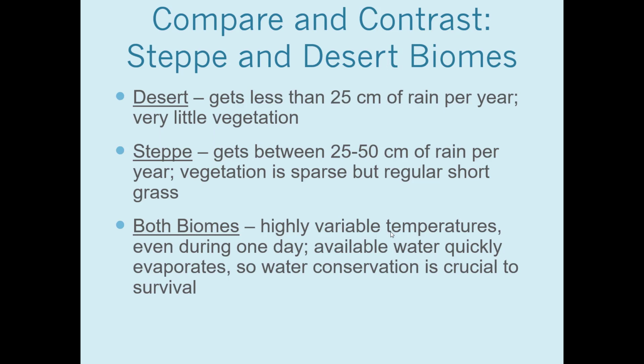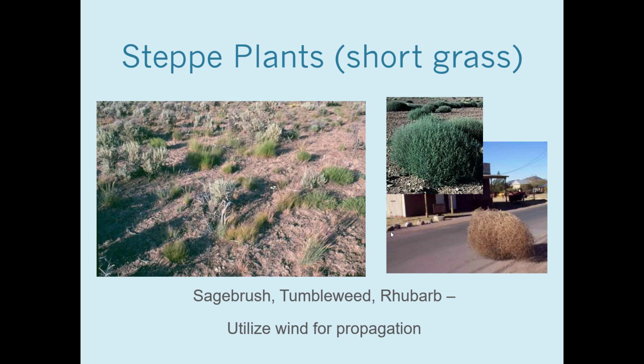It is a transition between the desert and grasslands. Really the only difference is how much rain it gets. That's really it. So really, really short grass. This is where you'll see tumbleweeds that utilize wind for propagation. This is actually really cool. This is what a tumbleweed looks like.